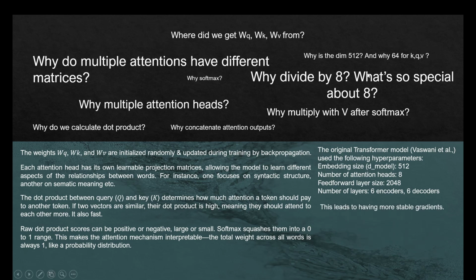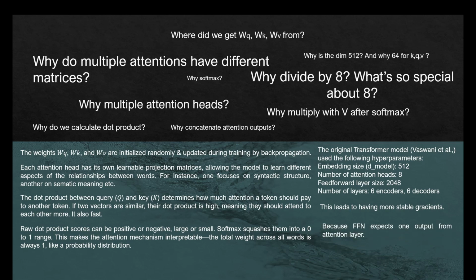Okay, and why do we divide by 8? It's important to notice that 8 is the square root of 64, which is the dimensionality of the vectors that we've calculated. It's because it leads to more stable gradients. They did some research and they figured out that the gradients were unstable, and if you divide by the square root of the dimensionality of the key and query vectors, you will have more stable gradients. That's it.